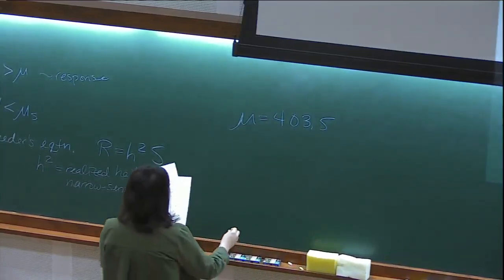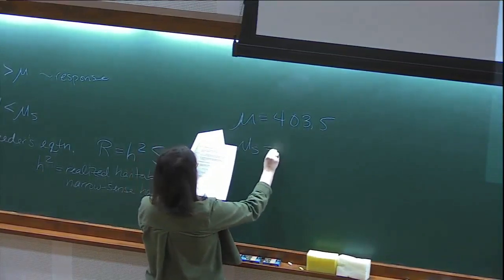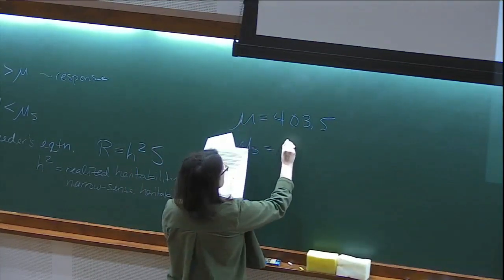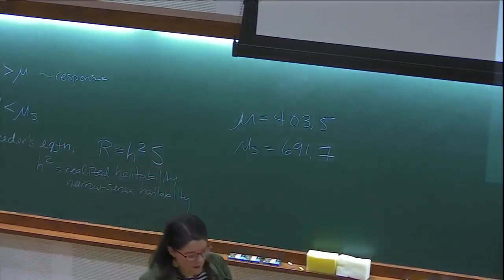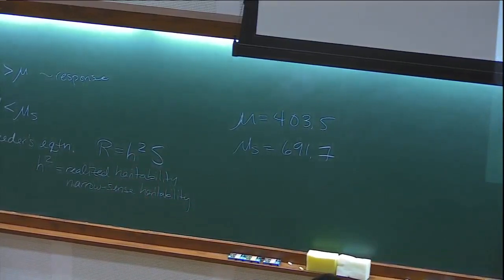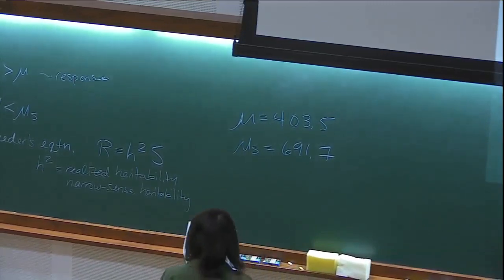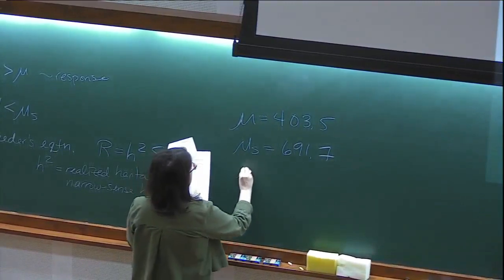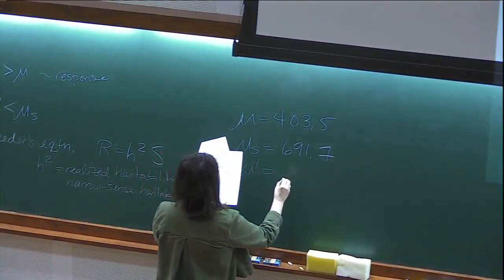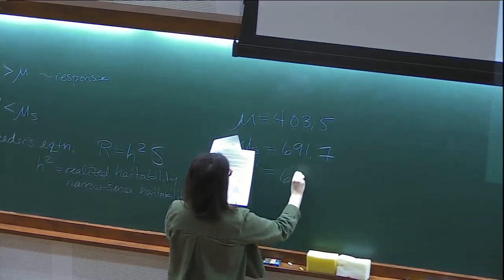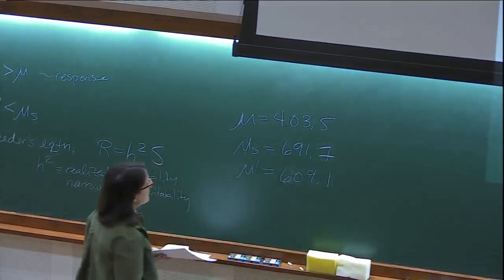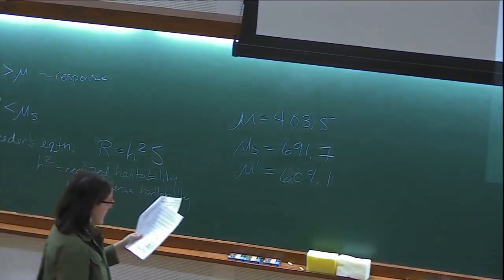And when they looked at the parents, they had a mean of 691.7. And then they let the offspring of those individuals breed, cross, and there you have a new distribution. It's shifted to the right, not as far as this, but it's definitely shifted towards larger seed size, or larger weight. And that value is 609.1. And then with these numbers, you can calculate the heritability.